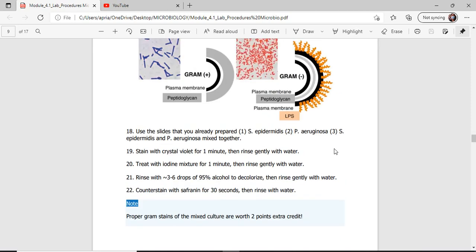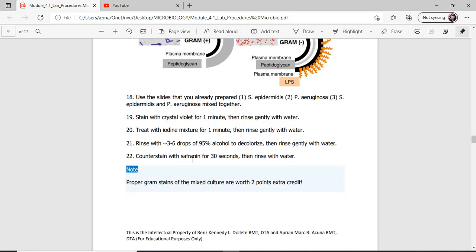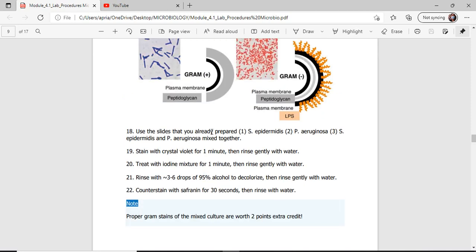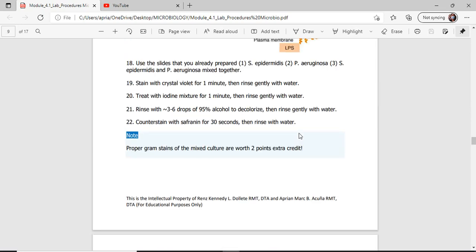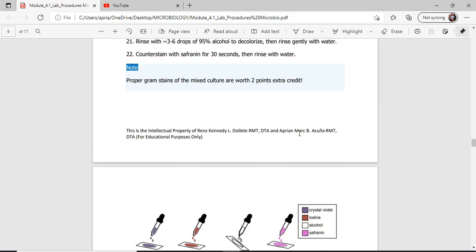So, you will need a counter stain. For the counter stain, you will be using safranin. Safranin is red. Just purely safranin. Then rinse it with water. This is your counter stain. This will give the red color to your Gram negative bacteria or microorganisms. A proper Gram stain on a mixed culture is worth 2 extra credits, bonus points only. Over here, the procedures.